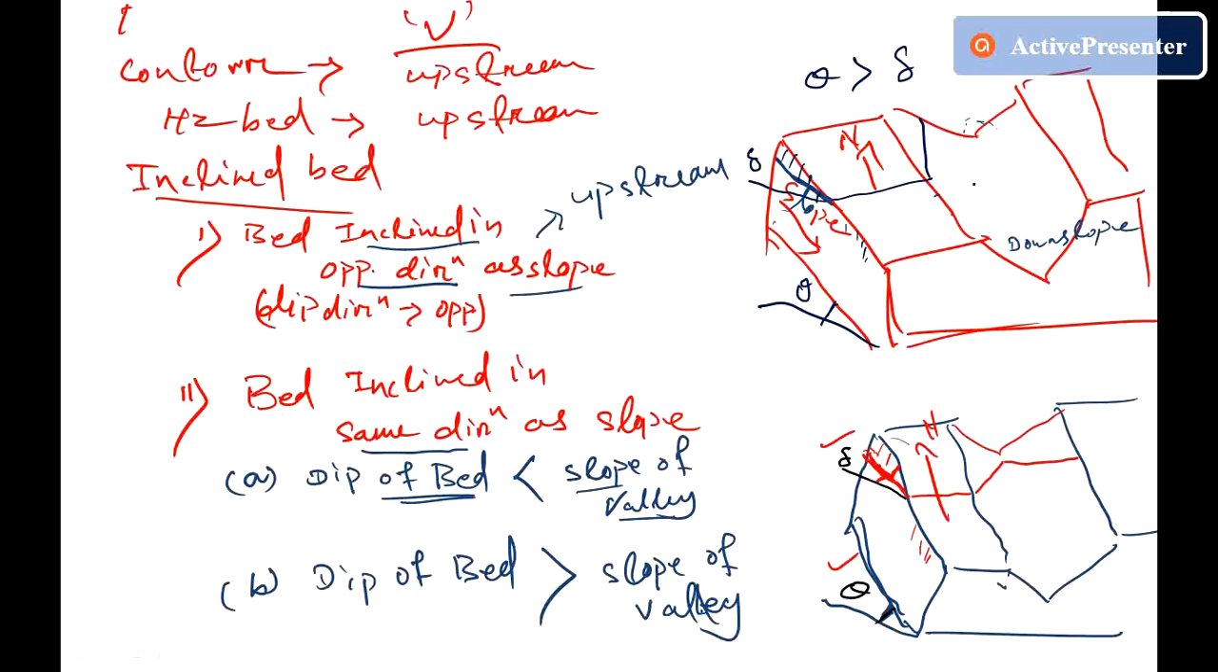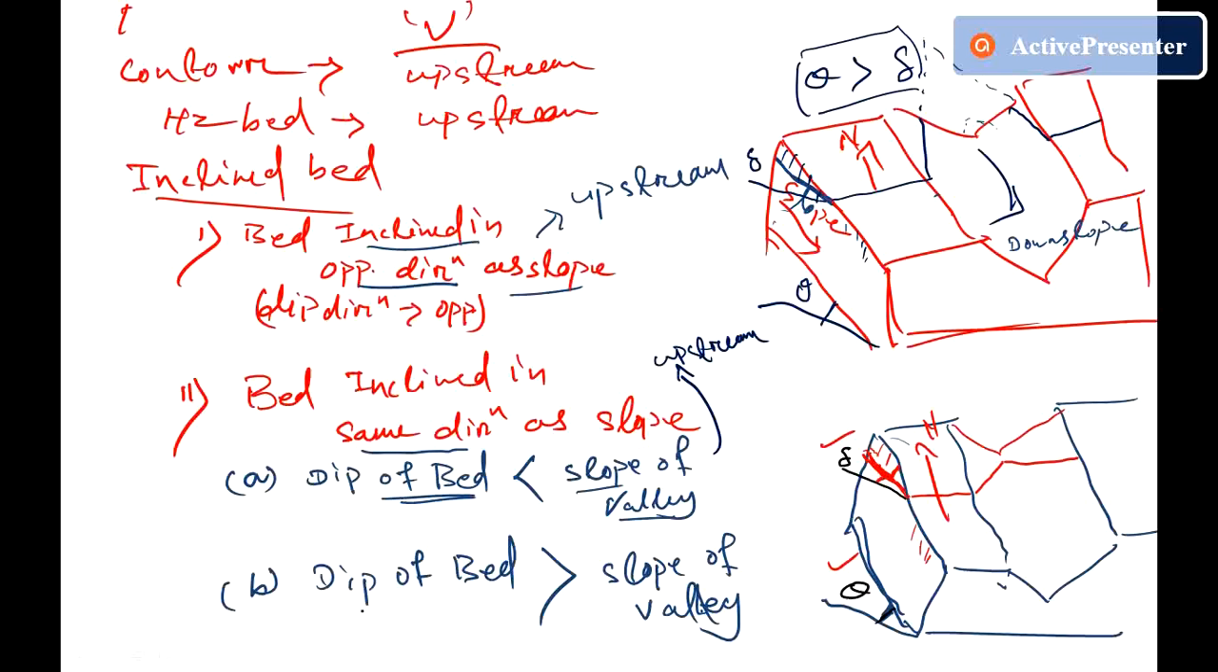What is a valley? A valley is excavating the surface and exposing the deeper part. So to find the bed in the deeper part, you have to move towards north like this. If you join them, the V will point in the upstream direction. This is the downslope, and the V is pointing towards upstream. What is the case? When the slope is greater than the dip. So in this case, it is also pointing upstream.